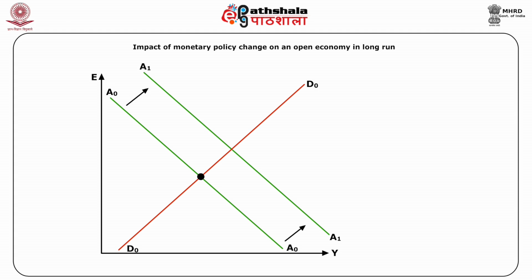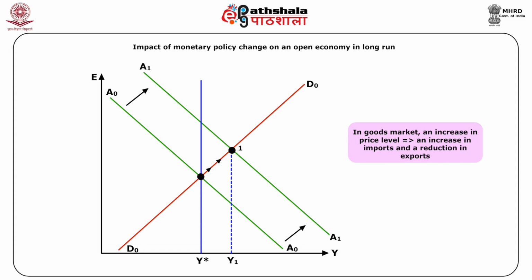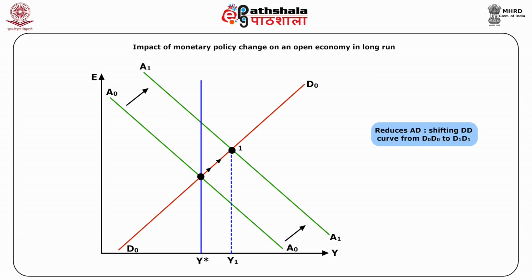The new equilibrium is at point 1. However, at point 1, output Y1 is greater than the full employment level of Y star. This pushes the price level to rise. This has two effects. In the goods market, an increase in the price level makes domestic goods expensive in comparison to foreign goods, leading to an increase in imports and a reduction in exports. This reduces aggregate demand and output in the economy, shifting the DD curve from D0 to D1.